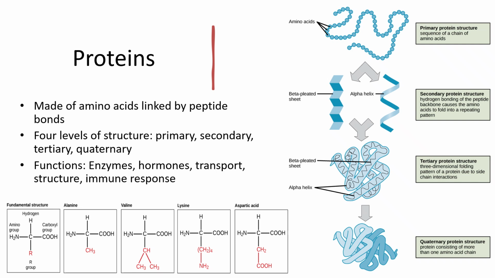The quaternary structure is when two or more folded protein chains assemble into one big functional complex. A famous example is hemoglobin in your red blood cells, which is made of four subunits working together to carry oxygen.